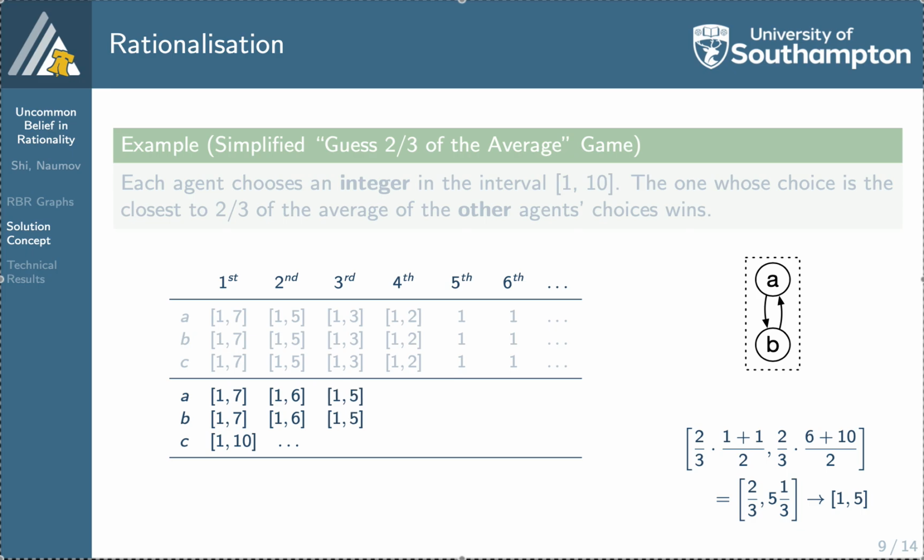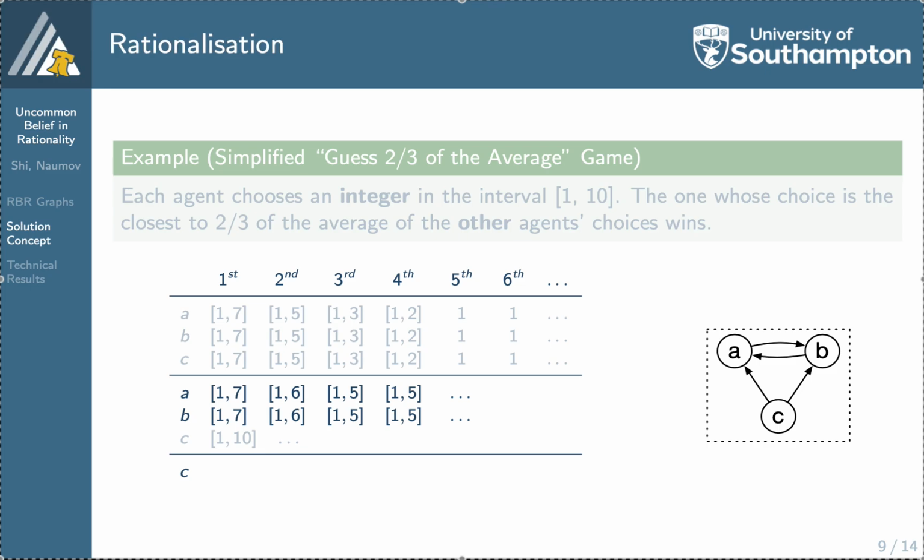A similar rationalization process goes on and then reaches a stable state where A and B choose from 1 to 5 and C chooses from 1 to 10. Now we can consider the third case, where agents A and B have the same beliefs as in the previous case. So their rationalization process should be exactly the same.